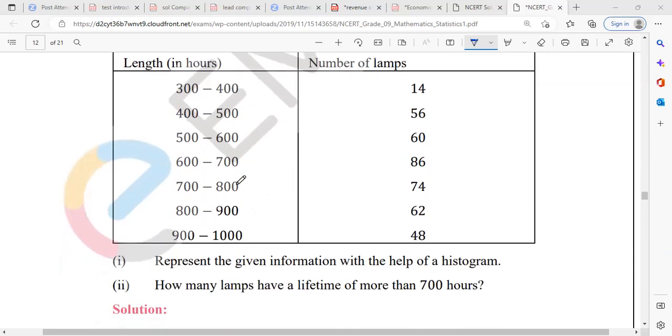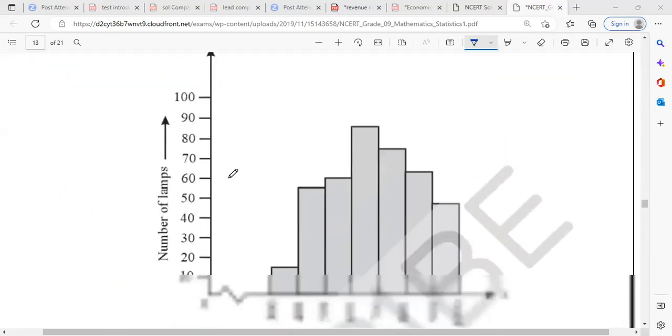Okay. Now, how many lamps have a lifetime of more than 700 hours? Tell me. Ma'am, 184? 184? Yes, ma'am. Okay, let's see.